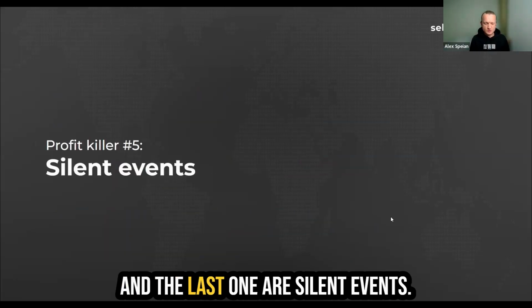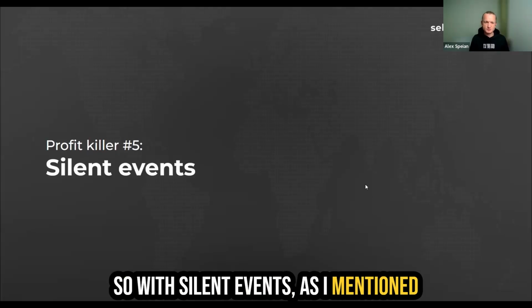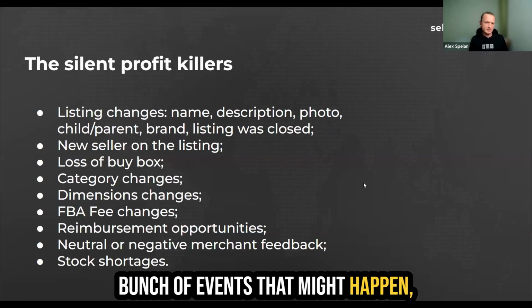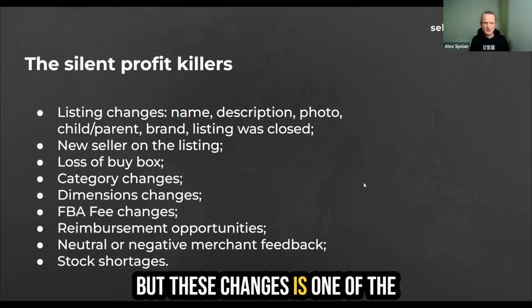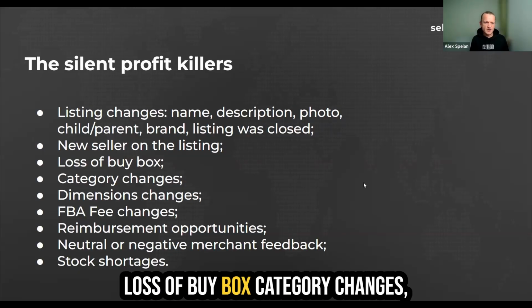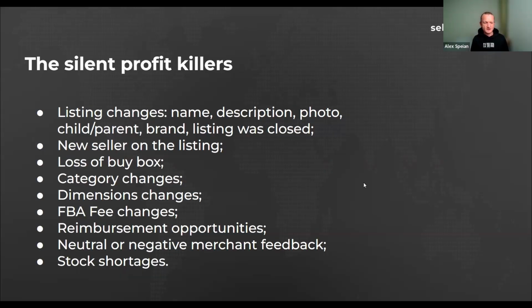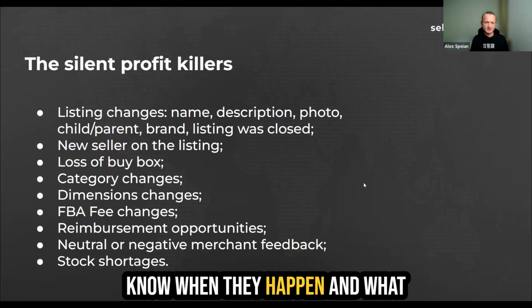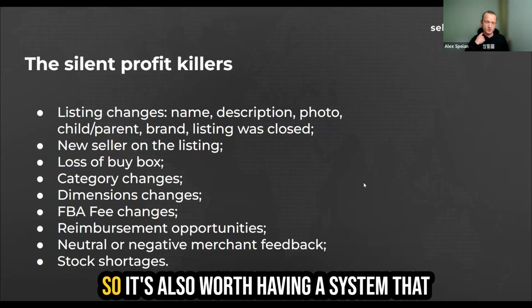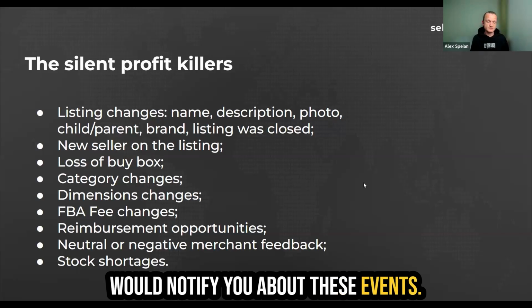And the last one is silent events. With silent events, as I mentioned previously, there are a whole different bunch of events that might happen, but listing change is one of the main ones. New sellers on the listing, loss of Buy Box, category changes, changes in FBA fees, and so on. If you don't know when they happen and what changed, then potentially you might be in trouble. So it's also worth having a system that would notify you about these events.